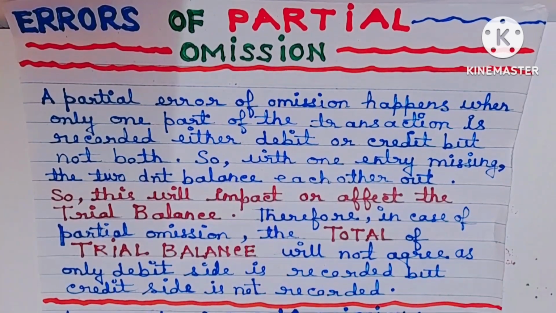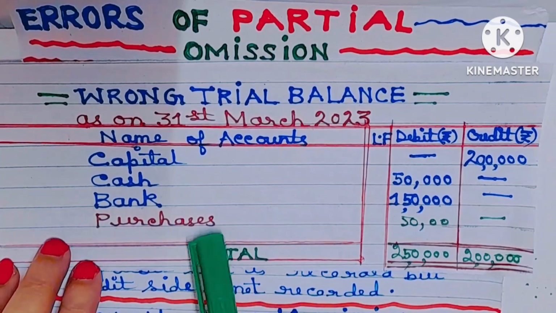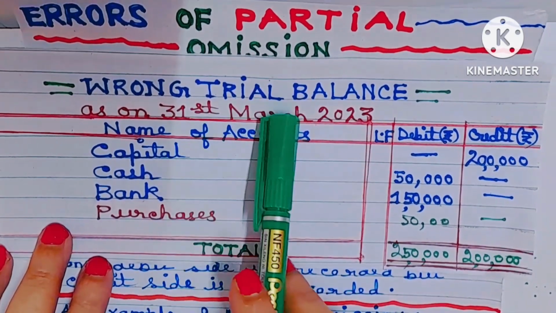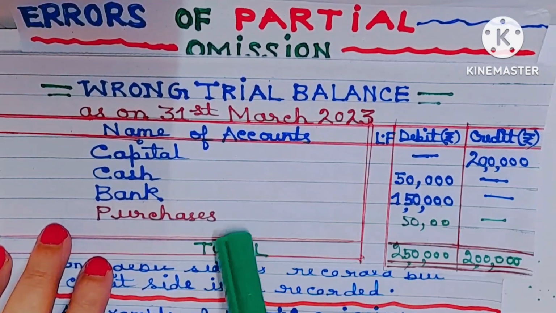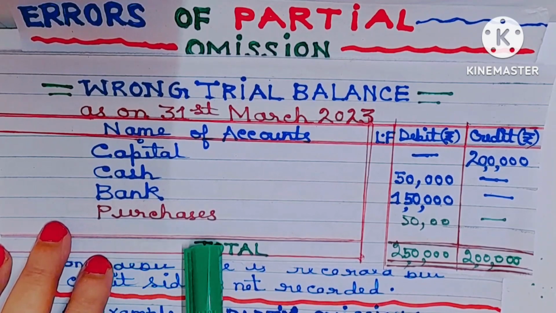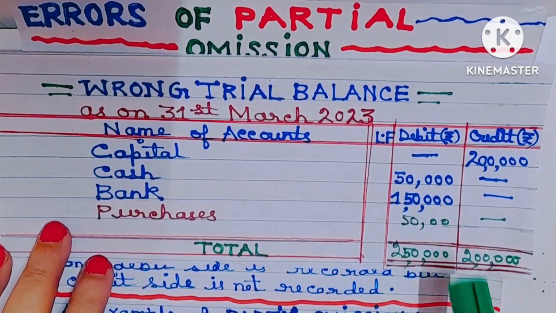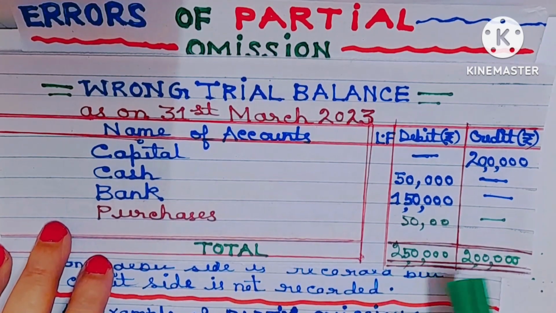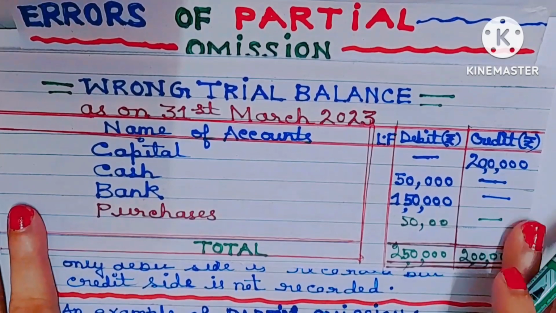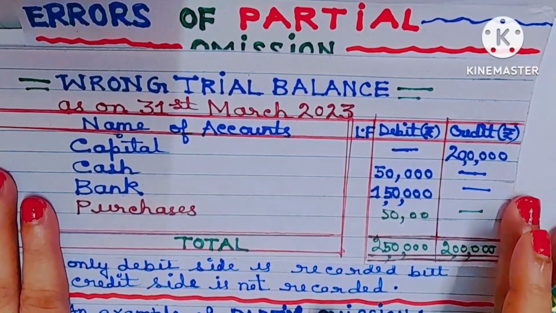I have already shown you. See, once again, we have recorded purchases in the debit column, but there is no Nikita account because this is the wrong trial balance. Only purchases account has been recorded on the debit side, but no Nikita account has been recorded on the credit side. So this is the wrong trial balance and the trial balance did not tally. Understood? I've shown you with the proof. I hope you understood. I hope everything is clear now.